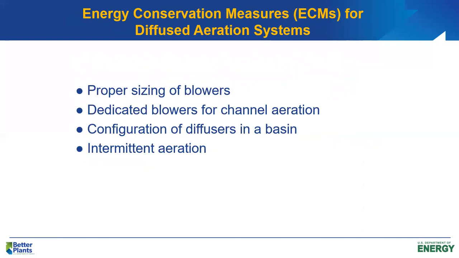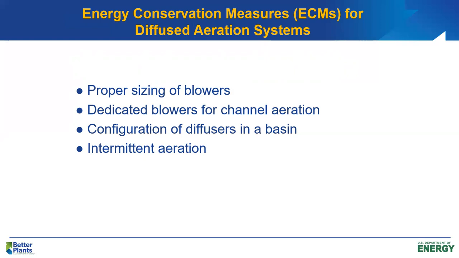Energy conservation measures for diffused aeration system. We want to properly size our blowers. Talk more about that later. That's usually in the design phase. I visited a treatment plant recently where they only had 2 700 horsepower blowers, and each one was designed for 100% of the aeration capacity of the plant. And that gave us very little flexibility. So that's not an ideal design.